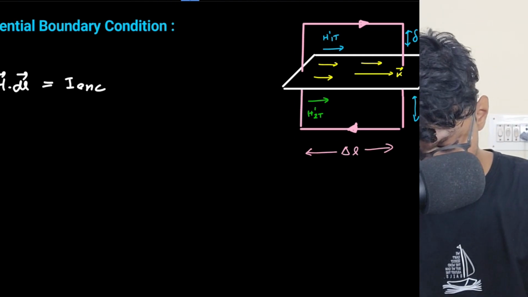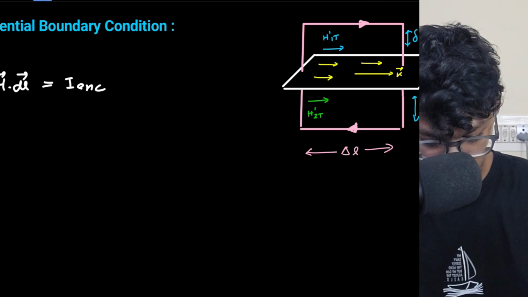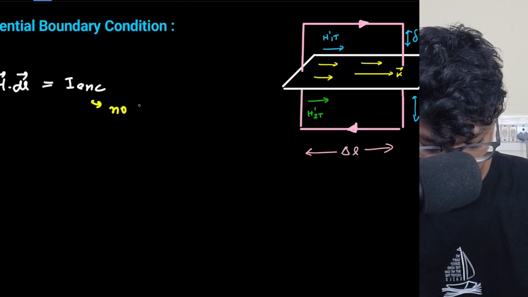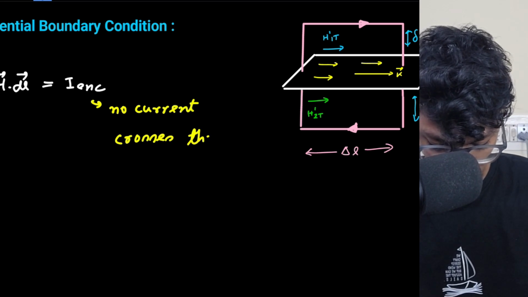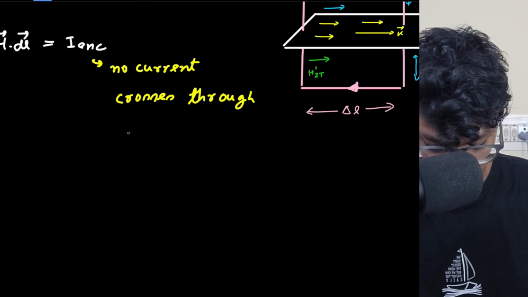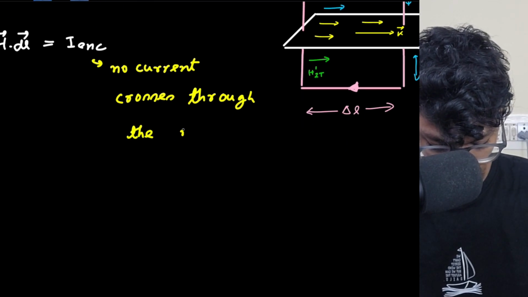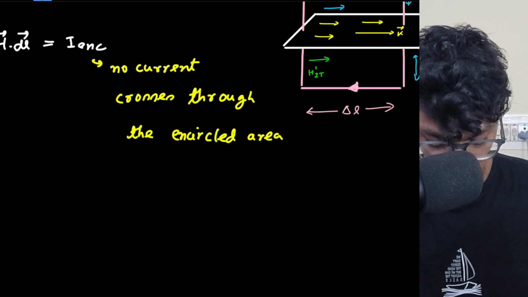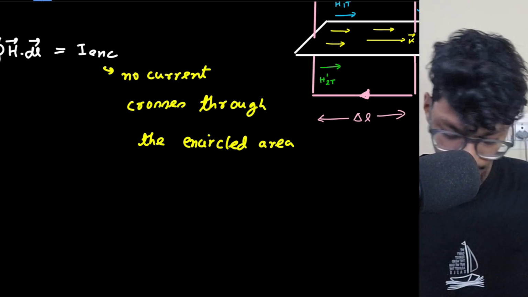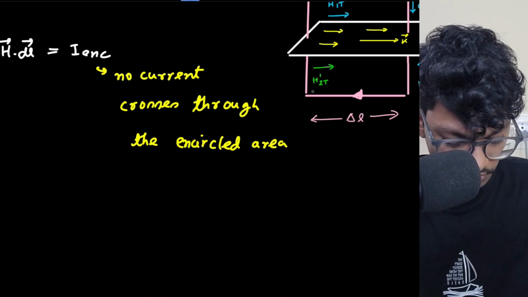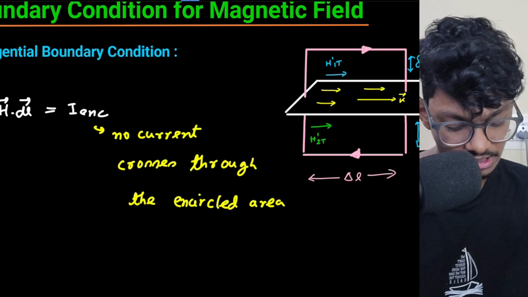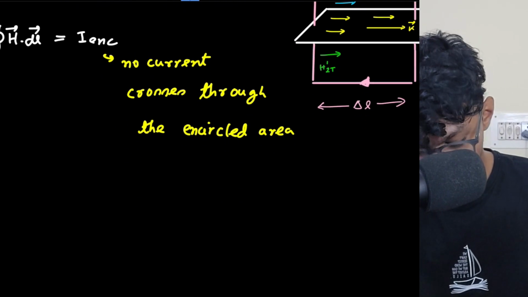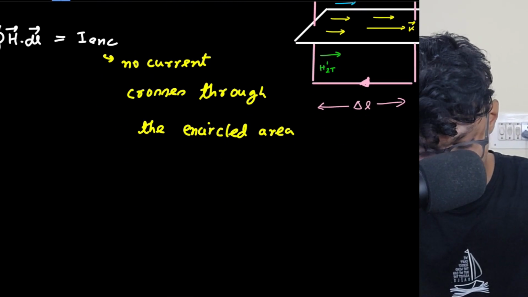So I can say that no current crosses through the encircled area. So this will simply be 0. And what is my H dot dl? For the first one, H1 dash t, and this orientation is in the opposite direction, right? I have assumed some orientation according to myself, and for H1 dash t this is in the same orientation. And again I can break down the left hand side. What will be the left hand side?